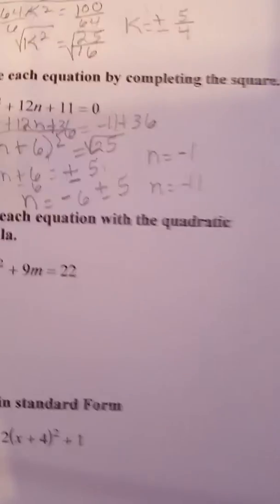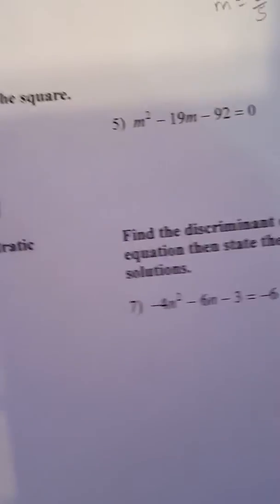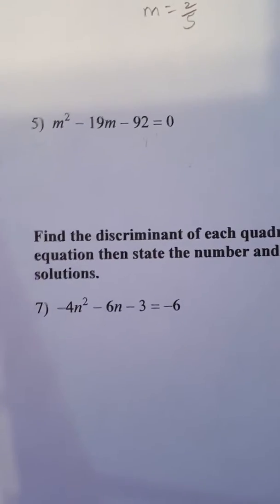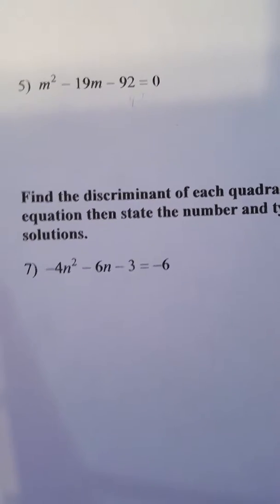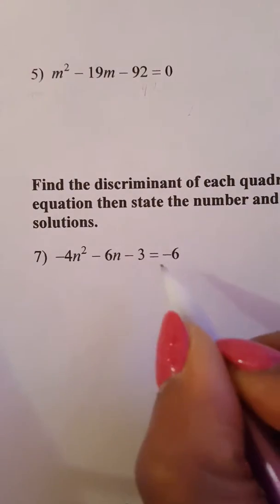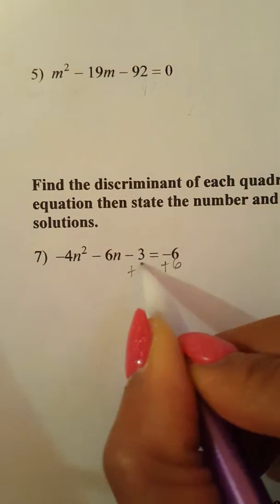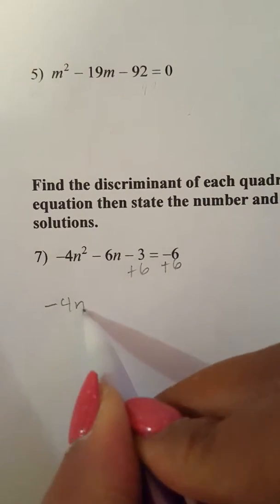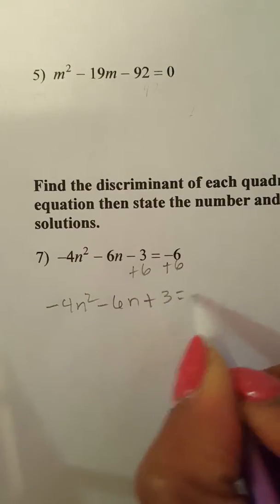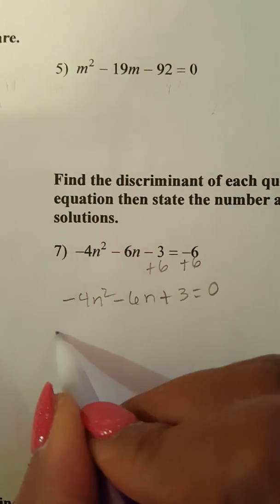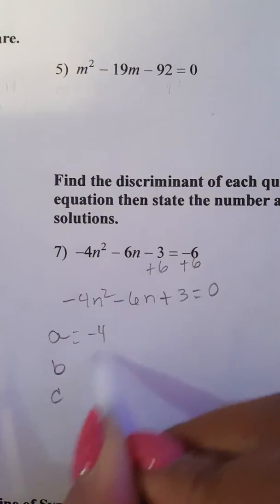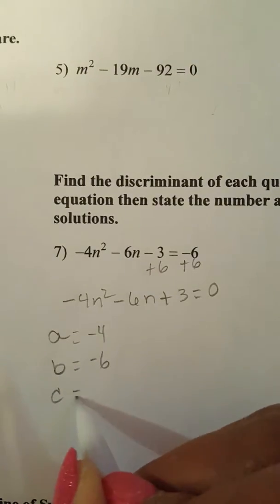The next part of the test will be to find the discriminant and describe the type of solutions you have and tell how many. Just like with solving quadratics, it should be set equal to 0. So we're going to first add 6, so that we have negative 4n squared minus 6n plus 3 equals 0. And we name our A, our B, and our C. A is negative 4, B is negative 6, C is 3.